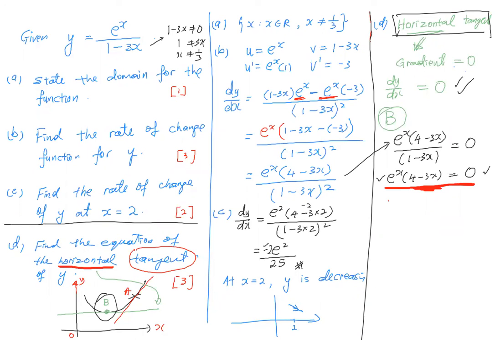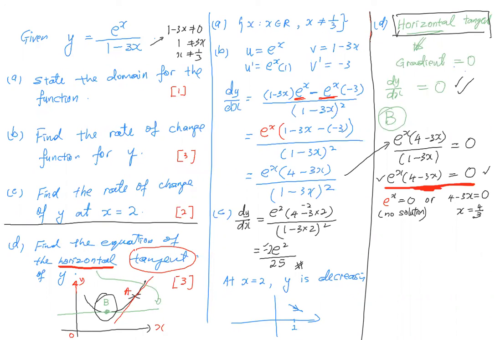Yeah, so what I need to do is there are two parts. So I have to say e to the power x equal to 0 or 4 minus 3x equal to 0. So this is no solution, correct? Because e to the power x is always greater than 0. So from here, I got my x equal to 4 over 3. So after I get x, I have to get the y. Am I right? I have to get the y coordinate.